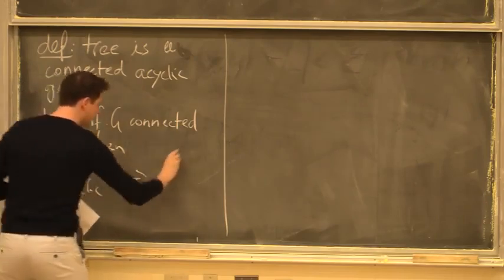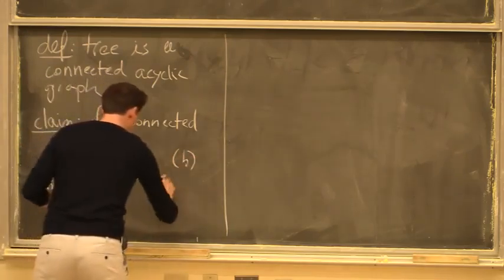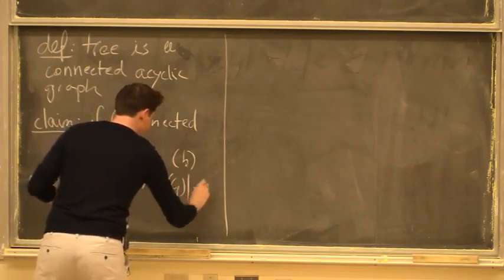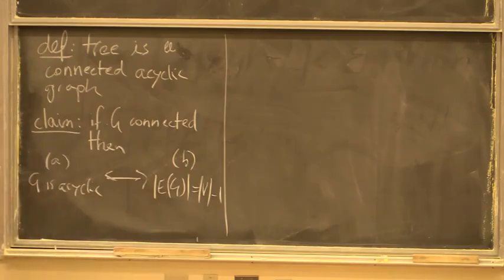And condition B is that the edge set of G is exactly n-1. So the graph has n-1 edges. Okay? So let's just play with these conditions and make sure we understand them.